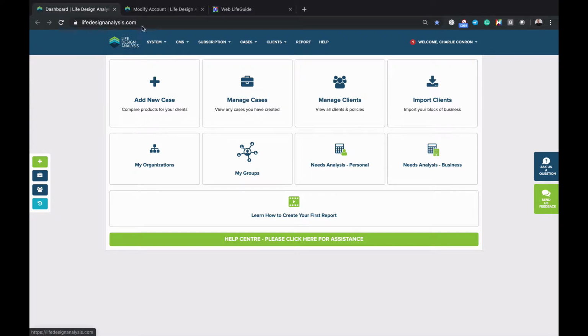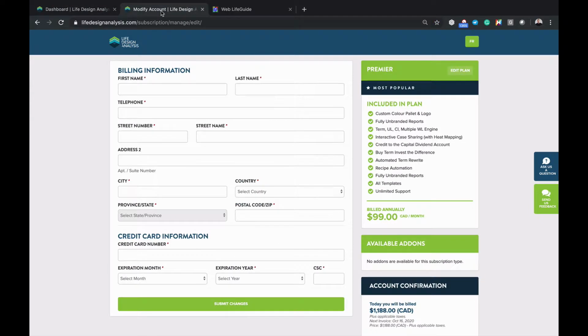So I'm going to go over to the Modify My Account, and I just really want to quickly show you how you can take advantage of this discount.